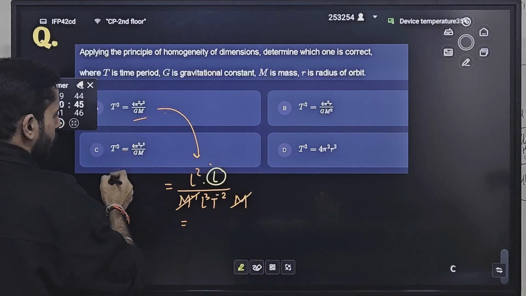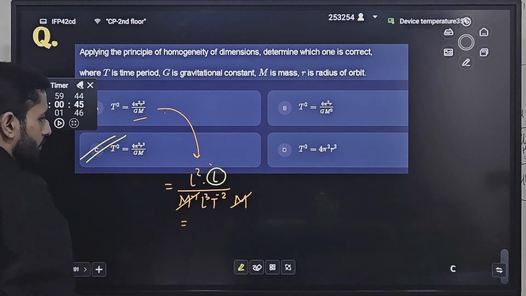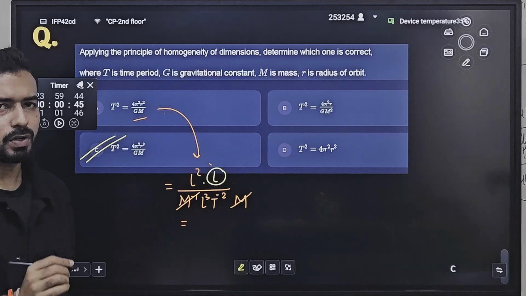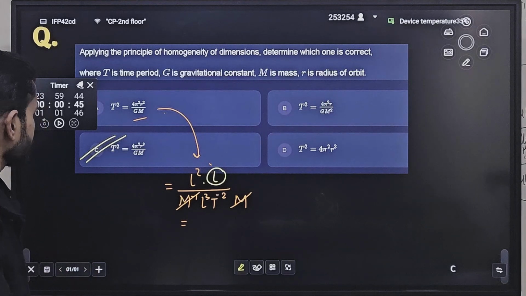Here it is R cube. Same kind of option, only R cube changes. That means this option will be correct. We don't have to solve the complete question, we just have to judge the answer. How to judge the answer? Correct?